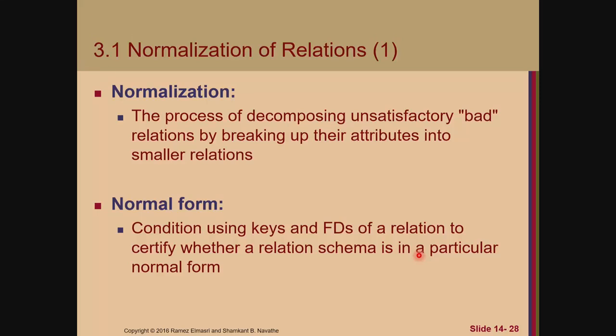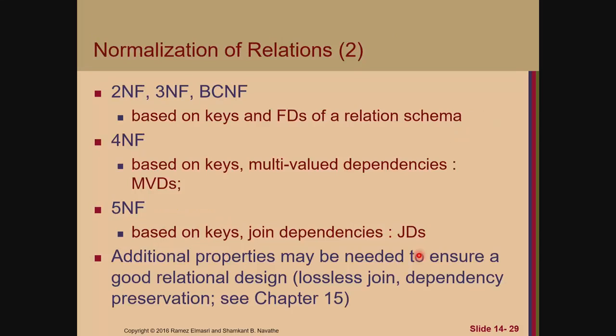If they pass the rules of the first normal form, we can say that the relation already satisfies the first normal form. We have a checklist. The normal forms like second, third, and Boyce-Codd are based on keys and functional dependencies of the relation schema. But the fourth normal form is based on the key and multi-valued dependencies, and the fifth on the key and join dependencies. It is very complicated. Actually, additional properties may be needed to ensure good relation design.